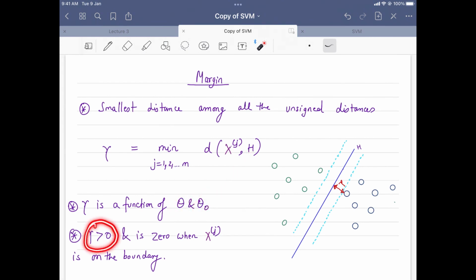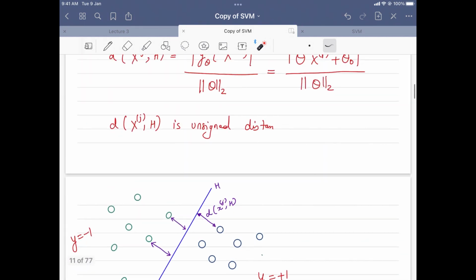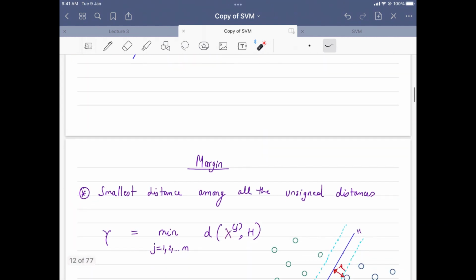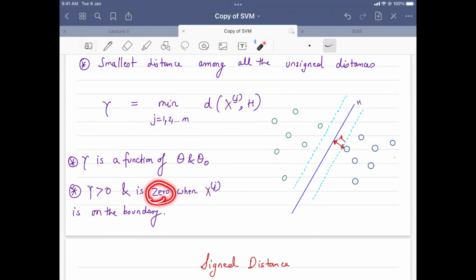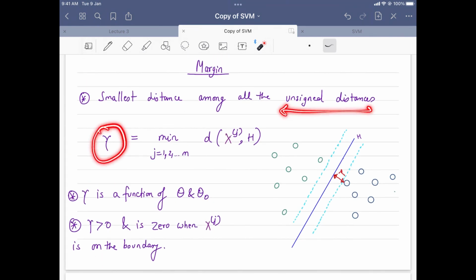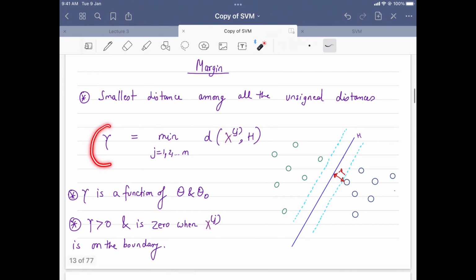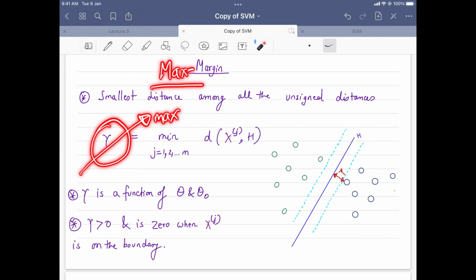And gamma is always greater than 0, because you are taking the absolute value, so it will always be greater than 0. It will be equal to 0 when the data point is on this line. If the data point is lying on this line, you know that the equation will be equal to 0. So this value will become 0 only when xj is on the boundary. So note that gamma is basically the minimum unsigned distance. So this is the expression for gamma, and you will come to know in the later slides that we want to maximize this gamma, because we want to maximize the margin.